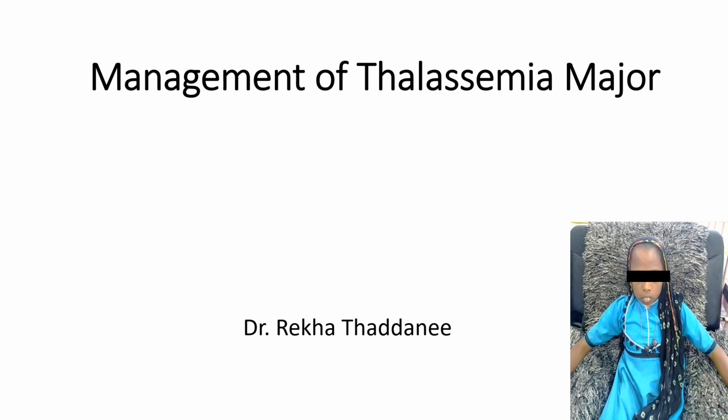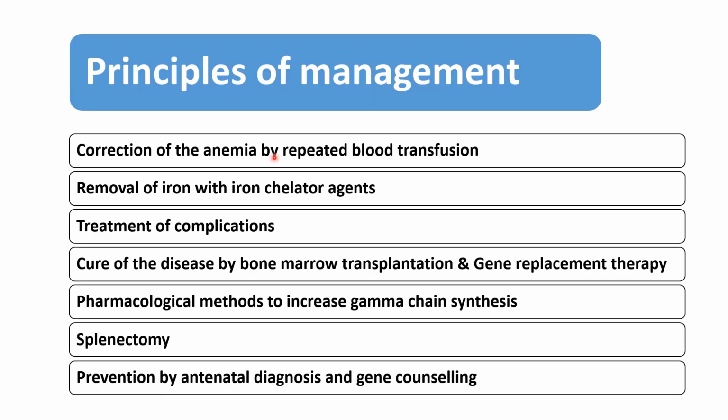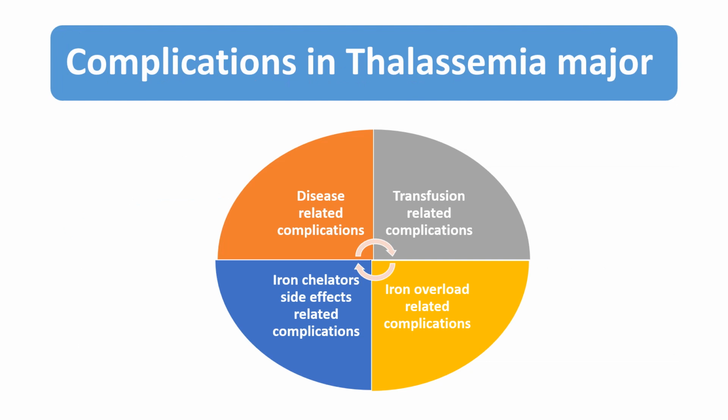Hello everyone. In the principles of management for thalassemia major, today I am going to cover treatment of complications. So what are the various complications that occur in thalassemia major? Disease-related complications, transfusion-related complications, then iron overload-related complications. Then when you start the iron chelators, their side effects and toxicity-related complications. So I will go one by one.